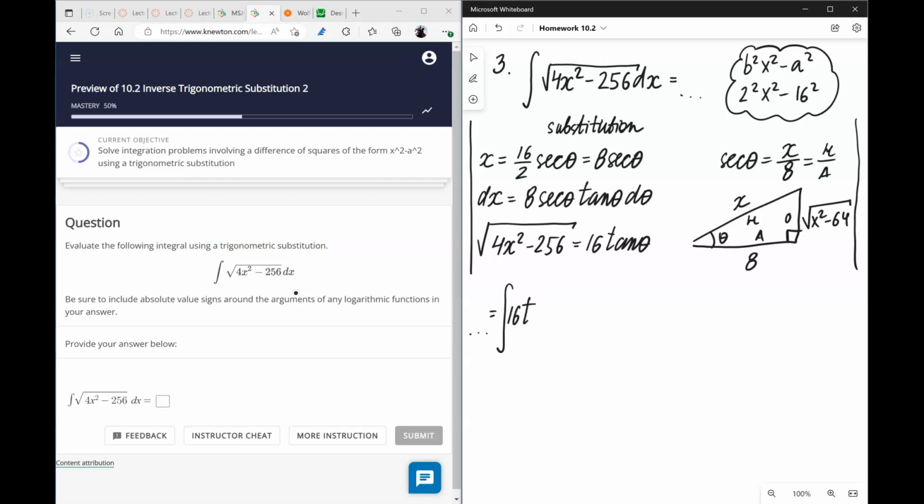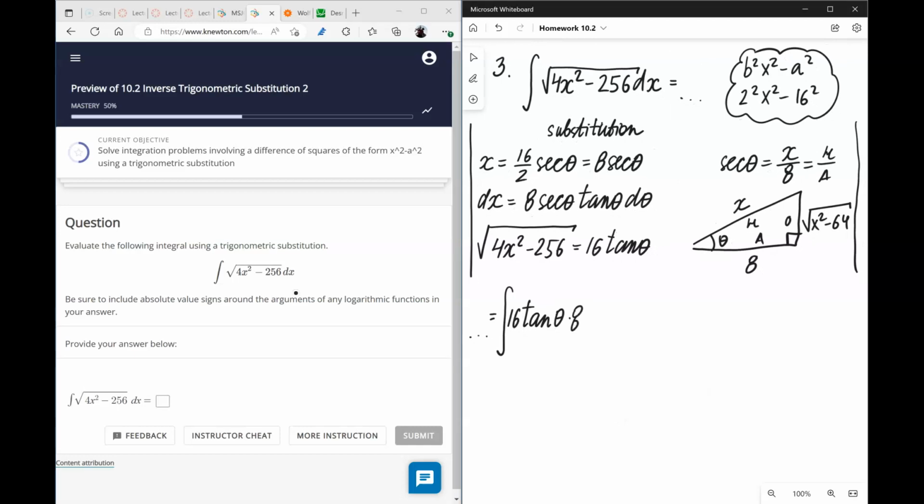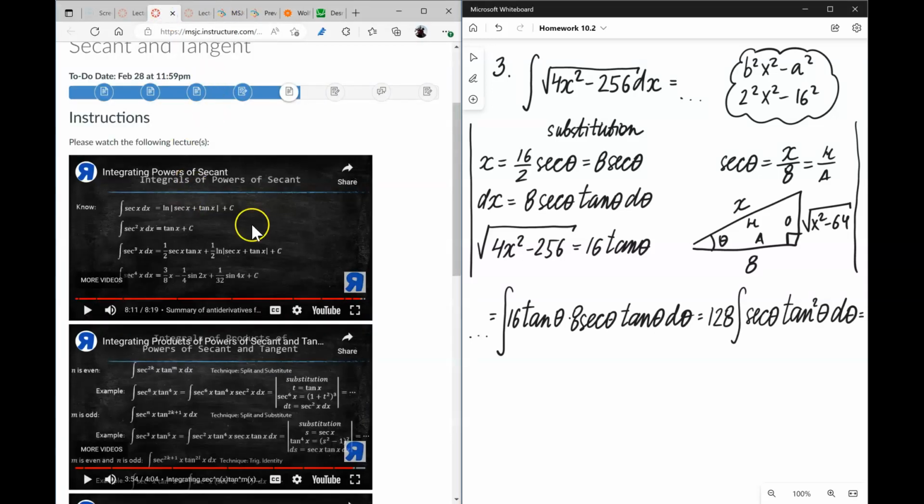We have 16 tangent theta times 8 secant theta tangent theta d theta. Factoring everything out, 8 times 16 is 128. And we have secant theta tangent squared theta d theta, which has this distinct pattern that we covered before: integrating products of powers of secant and tangent when secant is odd and tangent is even is done by substituting tangent with secants.